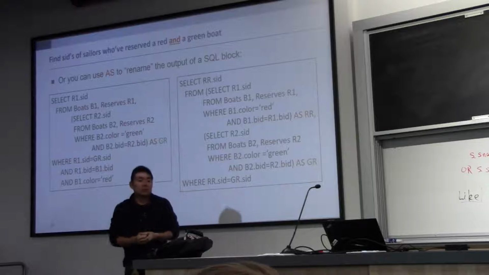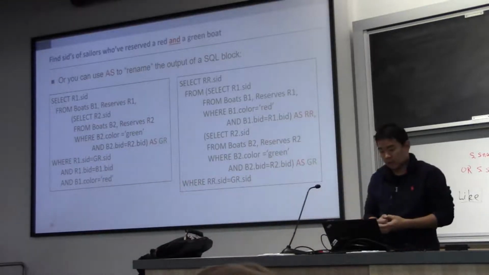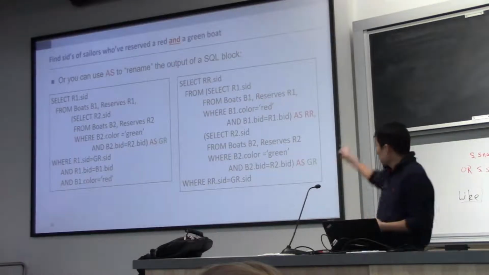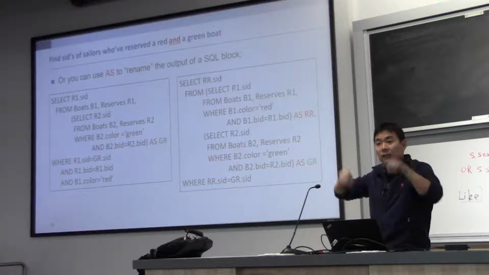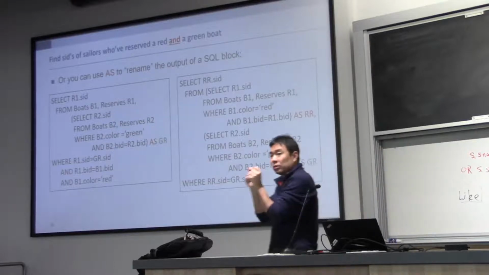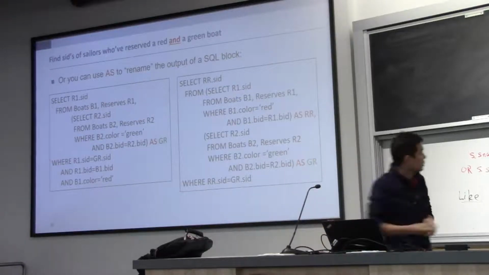So when we talk about from, semantically, I think it means a cross product, right? Yes. The cross product between RR and GR is a cross product between two lists of sailor IDs with the condition sailor ID equals sailor ID. So it's a join between the two. Essentially, you're doing a join.